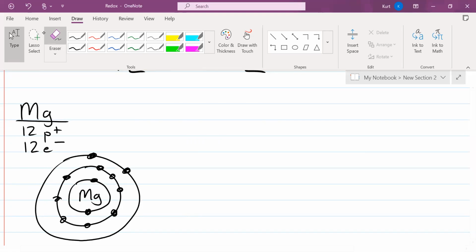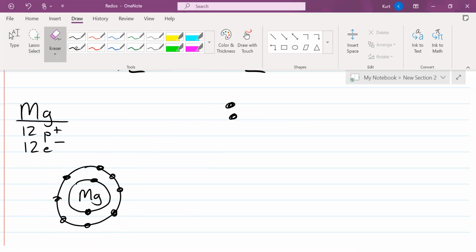So I'm just going to lasso these little guys right there. Bring them over here for safekeeping. And this is now gone. Okay, so it just lost 2 electrons.